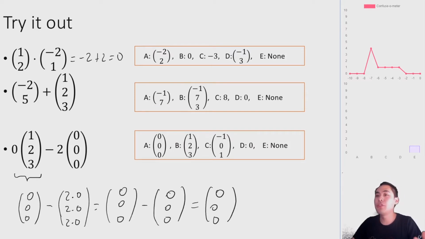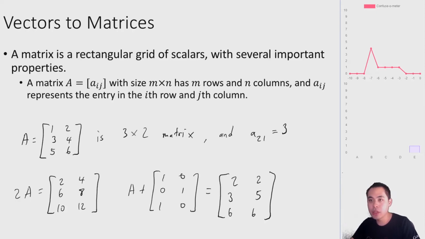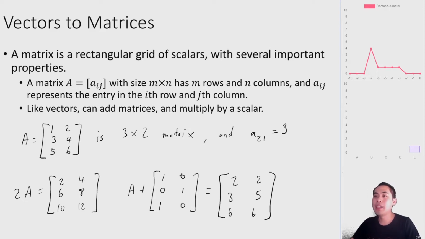And one of the things I had you do is we tried out some examples of addition, and you note that obviously if your vectors are different sizes, you cannot add them together. Then we generalized that to matrices, which you can also add and multiply by a scalar, so you can think of them as structured vectors.